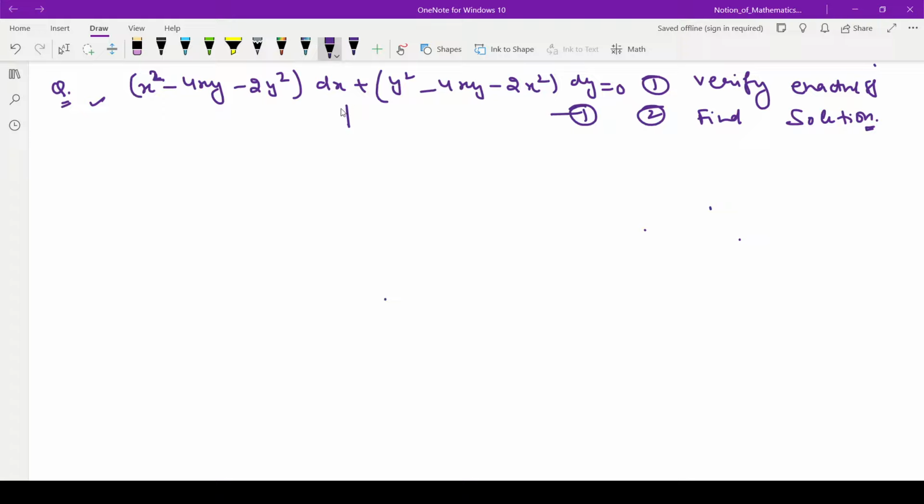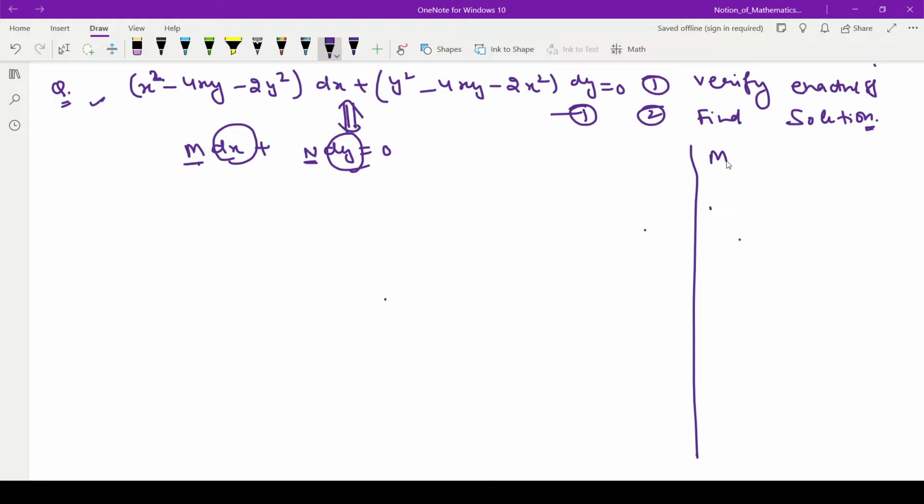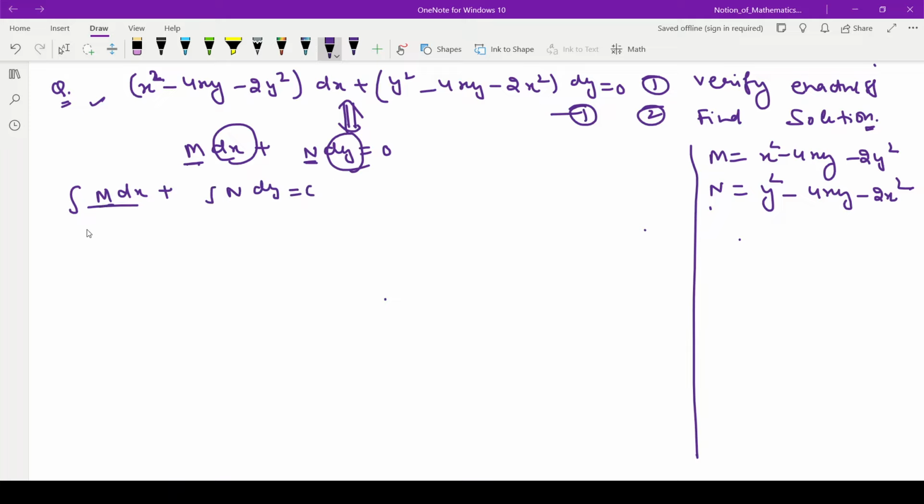So students, first of all we will compare this equation with capital M dx plus capital N dy is equal to 0, where capital M is the coefficient of dx, and capital N is the coefficient of dy. So separately I can write it. Capital M is x square minus 4xy minus 2y square, and capital N is y square minus 4xy minus 2x square. Now I will be applying the formula of solution of exact differential equation, that is integration M dx plus integration N dy is equal to constant, and for the first integration y is constant, and for the second integration N must be free from variable x.